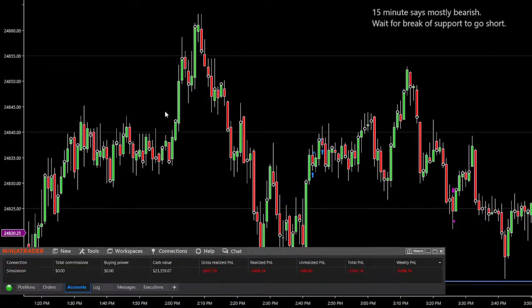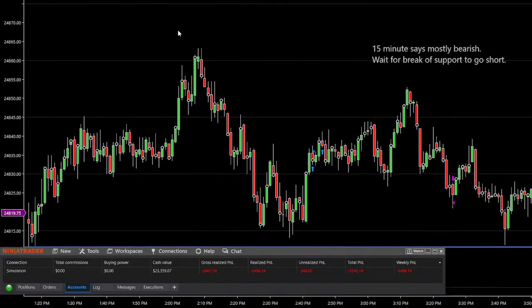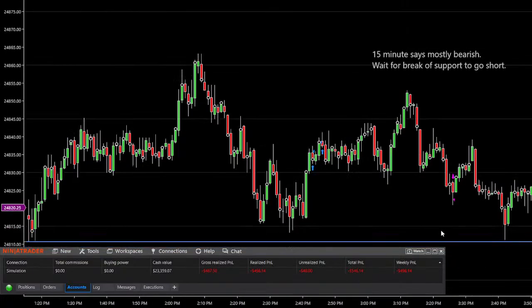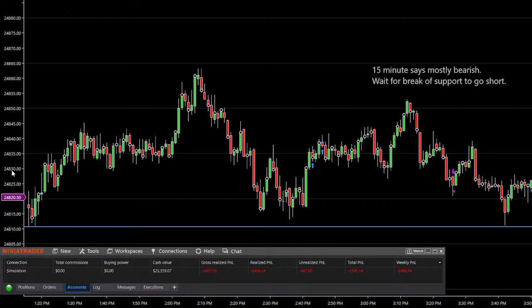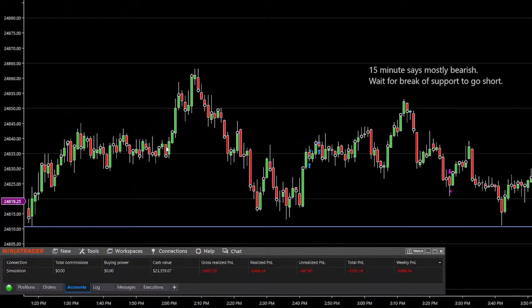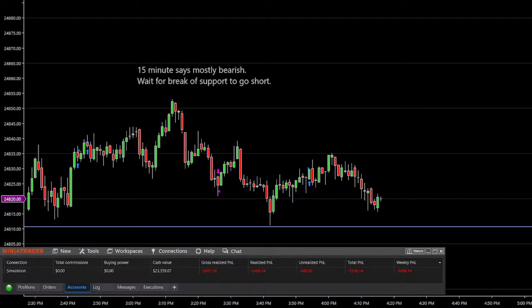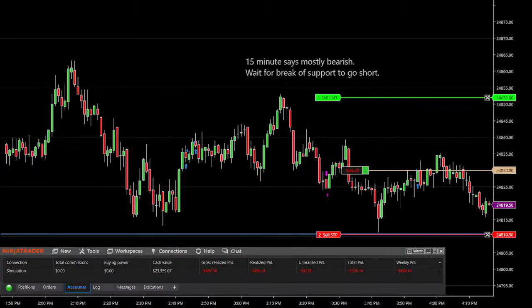Wait, what the hell happened there? Wait, why is... What's the scale on the other side now? No, I don't want to... Ah, what happened? Why's my scale there? What if I go back to the default template? Is that going to fix it? Load default? Yes, that fixed it. Great.